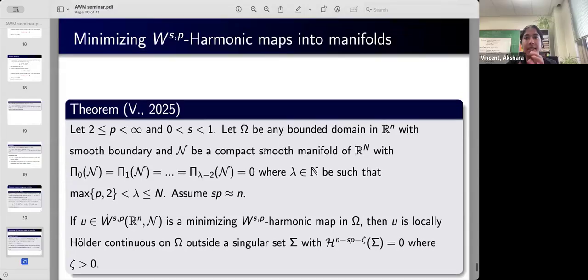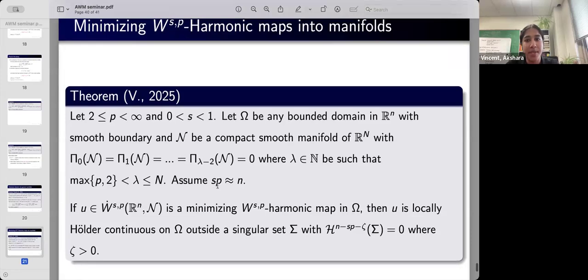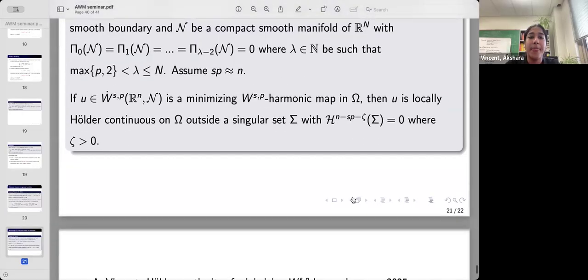And this is the main result that we have. That is, we have the same assumptions on the domain and the manifold coming out of the extension theorem. And we have this additional assumption, sp is close to n. If U is a minimizing W^{s,p} harmonic map in omega, then U is locally Hölder continuous outside a singular set, where the Hausdorff measure of the singular set is equal to 0, and the dimension is strictly smaller than n minus sp.